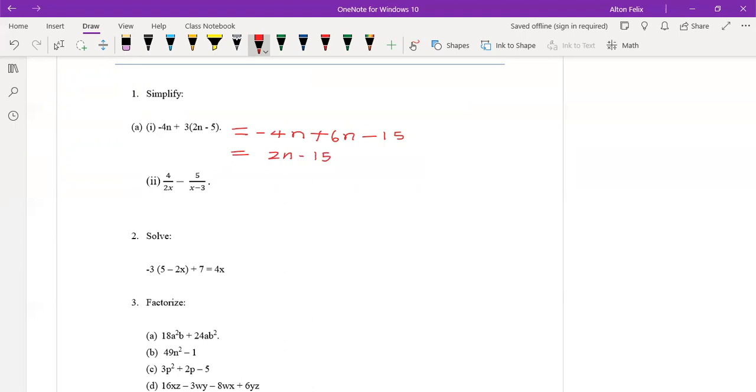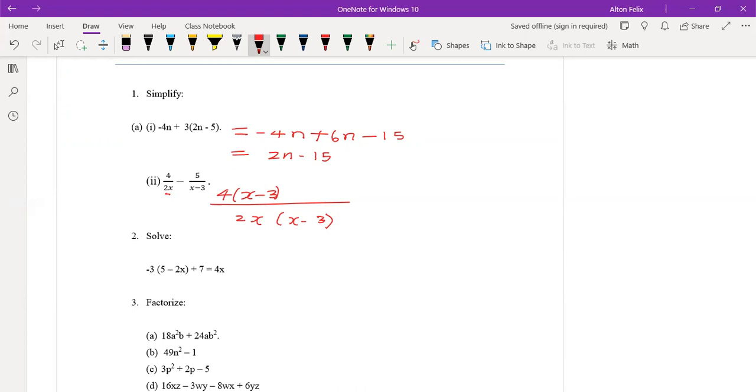So in part 2 of the question, the LCM here will be 2x multiplied by x minus 3. Then we divide this whole expression in the denominator first by 2x, which will give us the x minus 3. Of course, we multiply 4 by that, so it will be 4 by x minus 3. And then we divide the denominator by x minus 3, which will give us 2x.